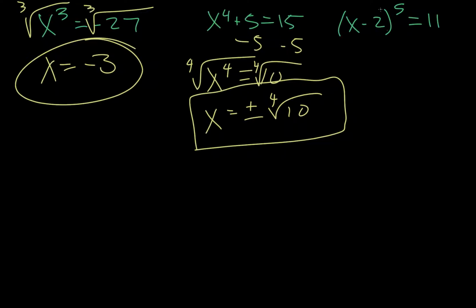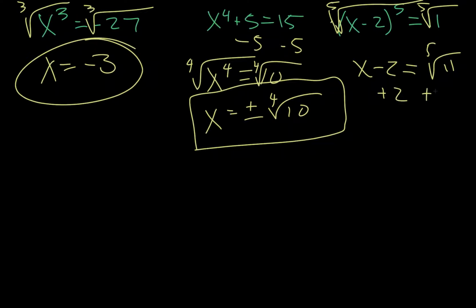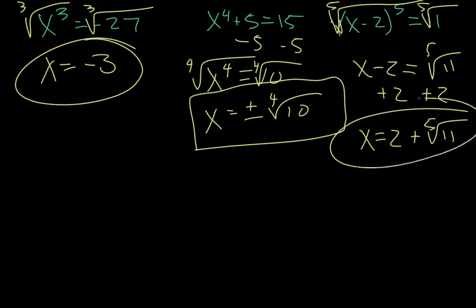Okay. Now right here, we do a 5th root. 5th is odd, so we don't have to worry about plus or minus. We have one more step. We need to add 2. So x is equal to 2 plus the 5th root of 11.